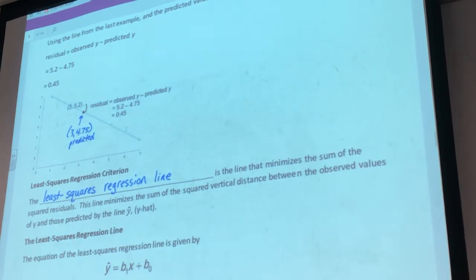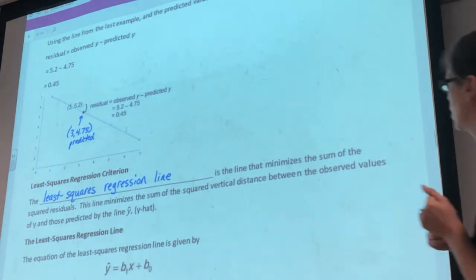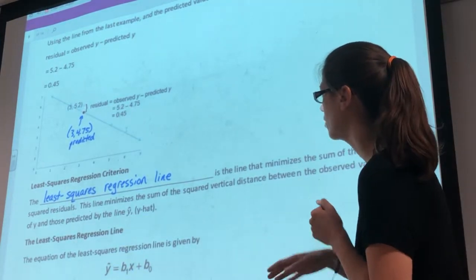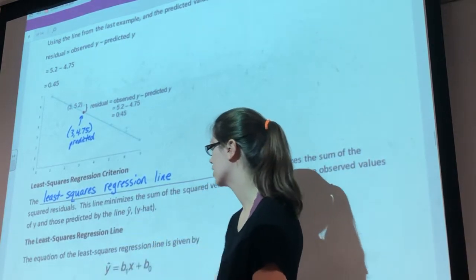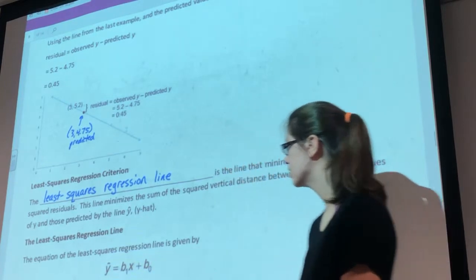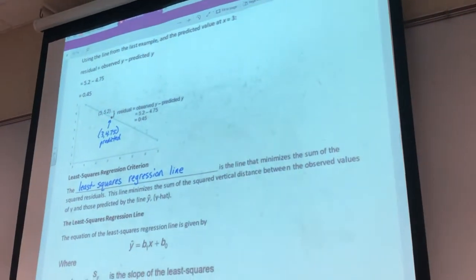But finding the one that actually works the best is a little more complicated than the stuff up there. Luckily, we don't have to do that because the calculator is going to do it for us. So, yay. Okay, and the line that we have is actually going to be called y hat. It's got this little hat on top of it, and it's given by this equation where you can figure out the slope and the y-intercept.